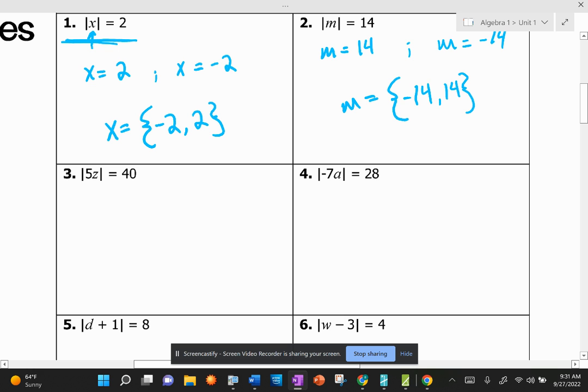So then we're going to rewrite. Now we have 5z equals 40, but we also have what? Yeah, 5z equals -40. But now, instead of just saying, okay, those are our answers, we actually have to solve for z on both, okay? So how are we going to solve for z on the left side?